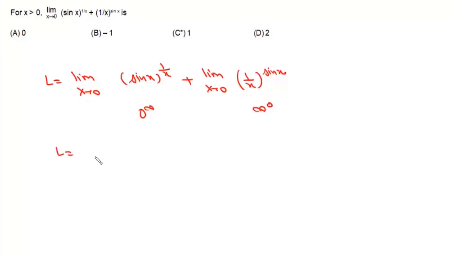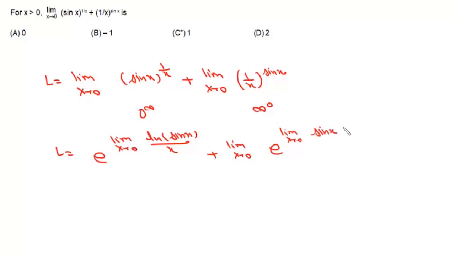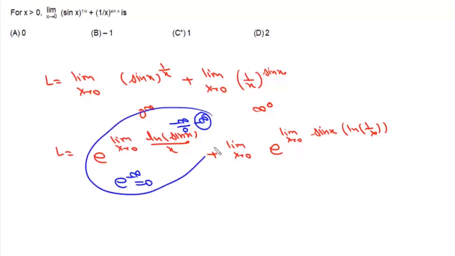So we'll actually write this as e to the power limit x tends to 0 of log sin x upon x, plus the limit x tends to 0 of e to the power limit x tends to 0 of sin x into log 1 by x. Now first we'll check its form. Log 0 is minus infinite, and minus infinite upon 0 is actually minus infinite. So this is e to the power minus infinite, which is 0. So the value of this first limit is 0.